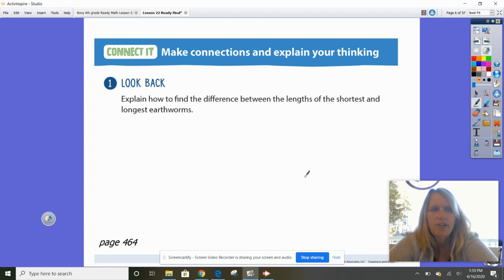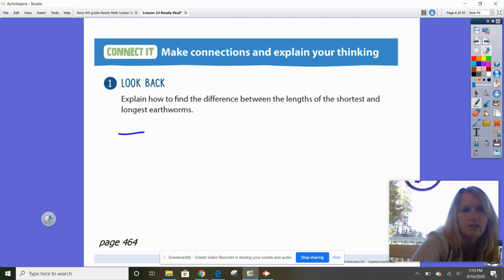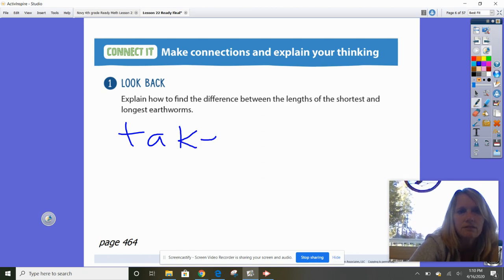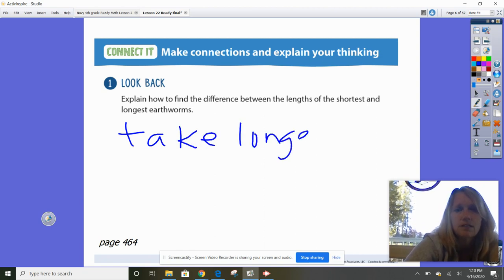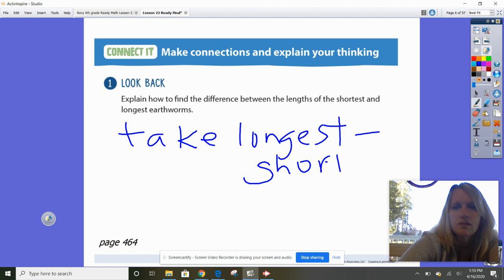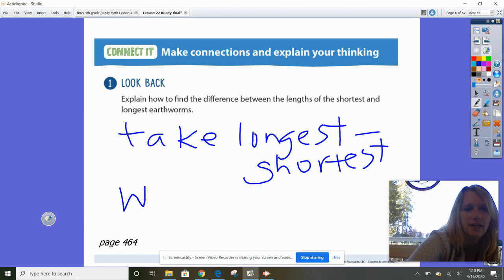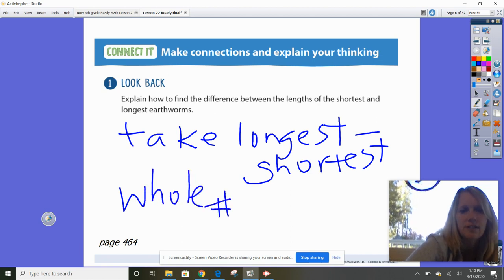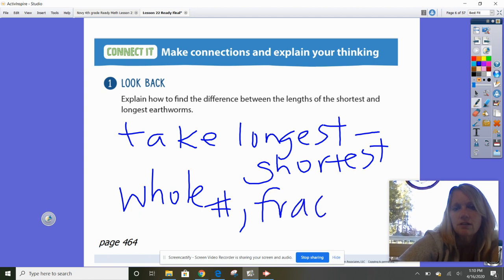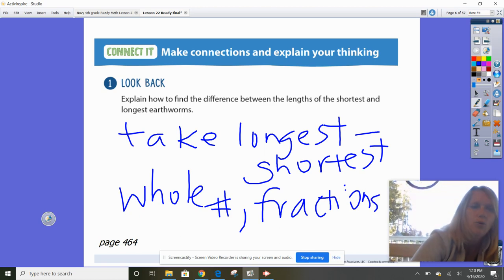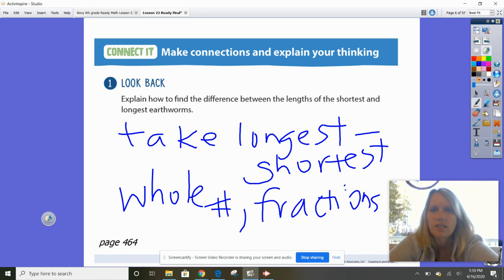Make connections and explain your thinking. Explain how to find the difference between the lengths of the shortest and the longest earthworm. So I guess to explain it, you take longest minus shortest. So that's what you're doing. And my strategy that I used was whole number first and then the fractions. Maybe your strategy was different. Okay, so I did wholes minus wholes and then parts minus parts.